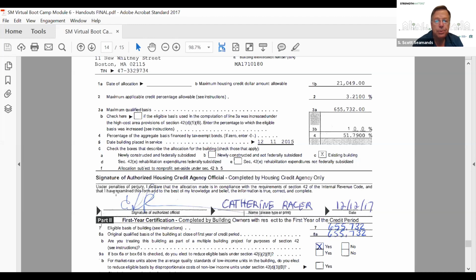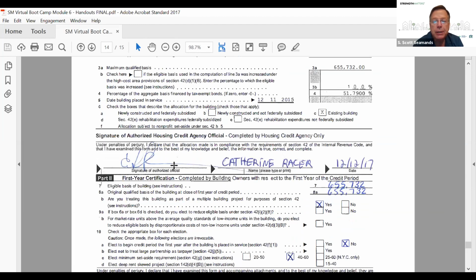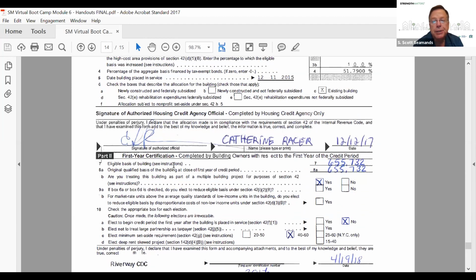All right, so the bottom part of this form involves signatures and a few check the box things. There's the eligible basis number that we've seen before for that building. And then there are some questions. Is this building part of a multiple building project? Yes, we saw there's about 20 buildings.